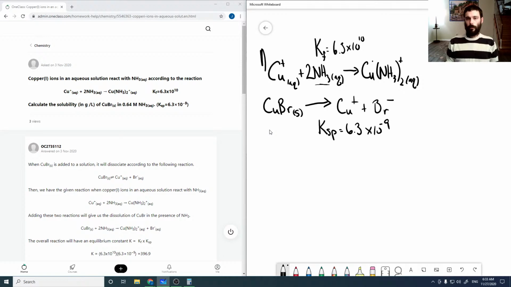All right, so what's going to happen here is the copper bromide is going to separate, and then the copper ions are going to react with NH3 to give us copper ammonia. So the best thing to do to start is just to sum these reactions to get our total reaction. If we sum these two, just add them up and put all the reactants on the reactant side.